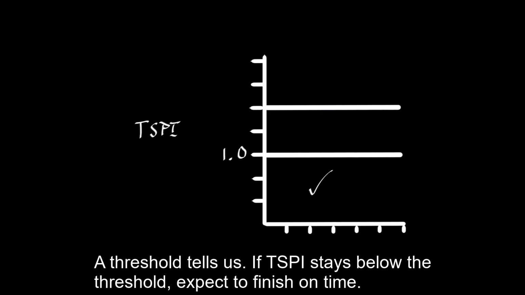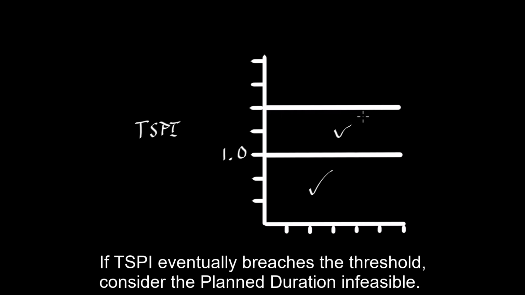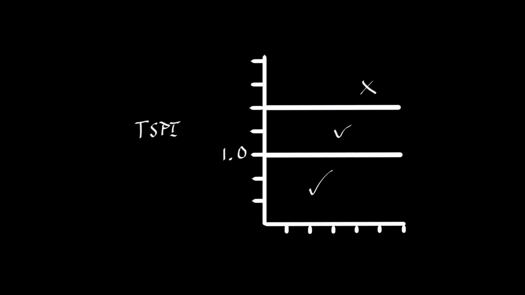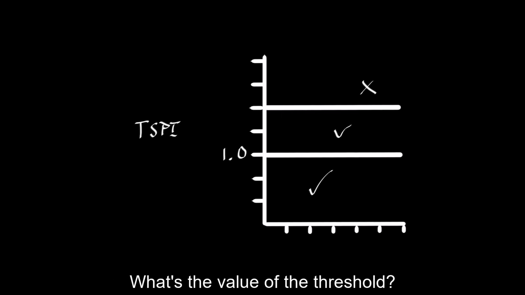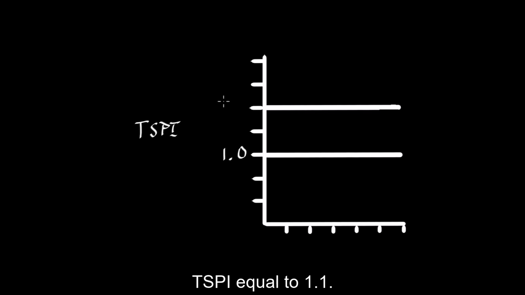A threshold tells us. If TSPI stays below the threshold, expect to finish on time. If TSPI eventually breaches the threshold, consider the planned duration infeasible. What's the value of the threshold? TSPI equal to 1.1. Why 1.1?